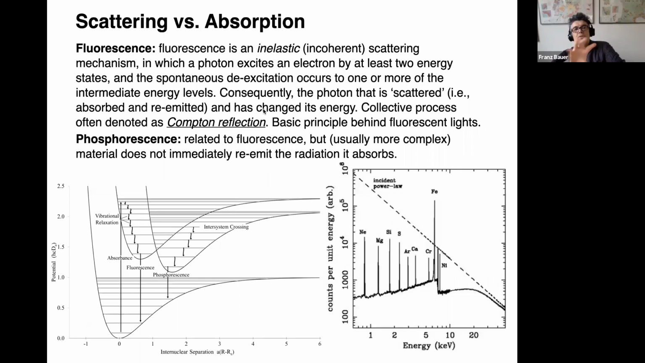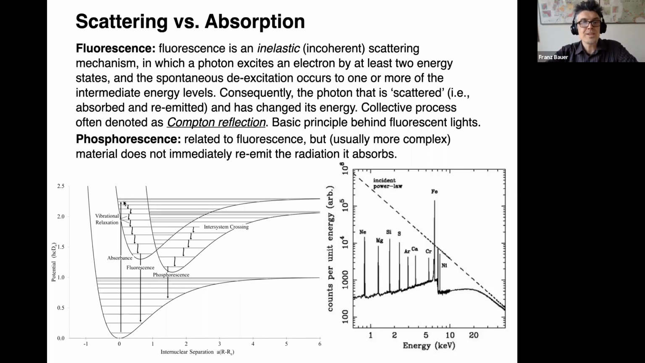So the final thing I wanted to mention was fluorescence. And fluorescence is kind of an interesting beast. It's inelastic in that it's incoherent, meaning you have a photon which excites an electron by at least two energy states. And in doing this, what happens is that you spontaneously get a de-excitation to an intermediate state. So you emit one photon, but the atom is still not in its lowest energy state. And so depending on how fast this occurs, you might get secondary photons, which come sometime later.